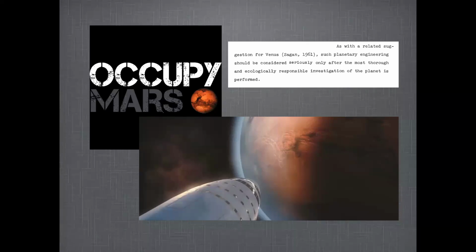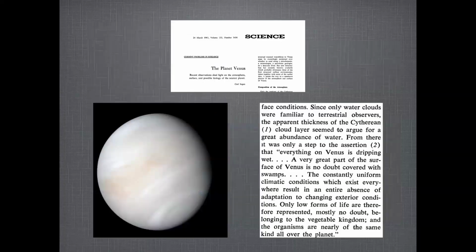Now, you'll notice that in that 1971 note, Sagan mentions an earlier foray into the realm of planetary engineering, and that's one aimed at Venus.